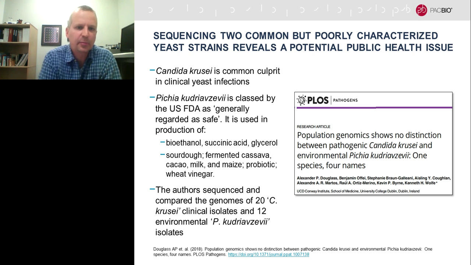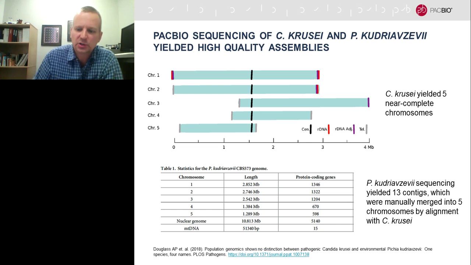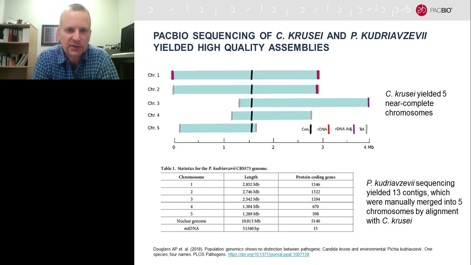species of yeast is classified by the US FDA as generally regarded as safe and is widely used in the production of biofuel compounds and also in food production. And so the authors wanted to understand the difference between those 2 yeast strains, and so they looked at 20 clinical isolates and 12 environmental isolates of the other yeast. This is described in the paper entitled Population Genomics Shows No Distinction Between Pathogenic Candida and Environmental Pichia: 1 Species, 4 Names.